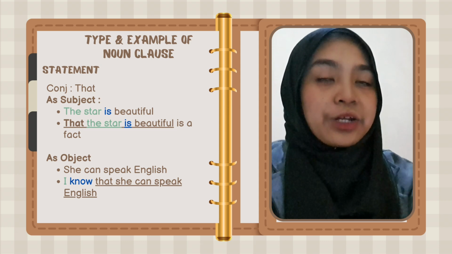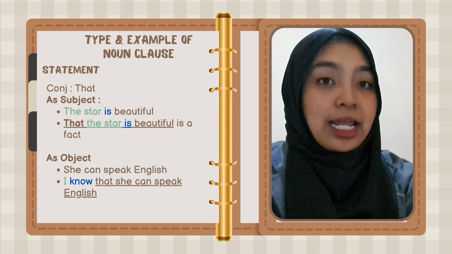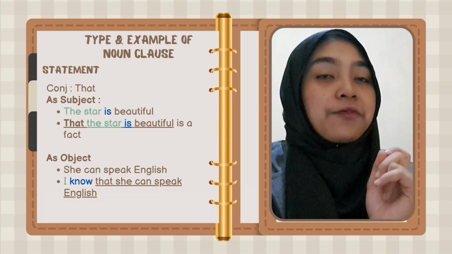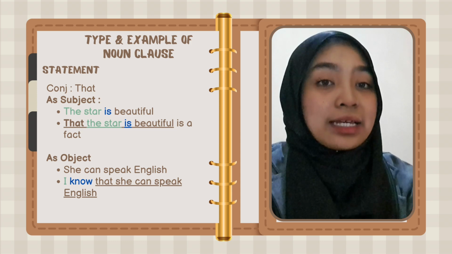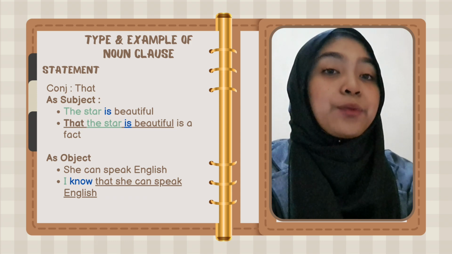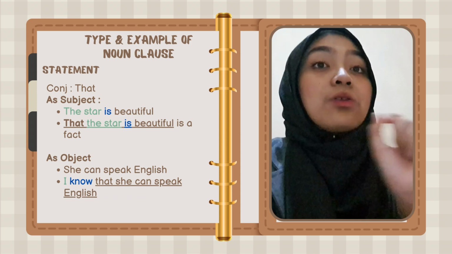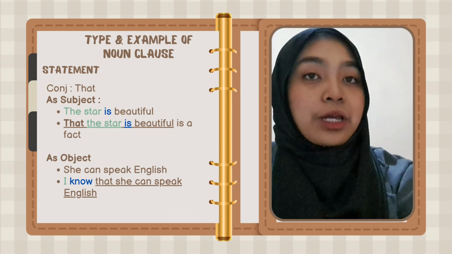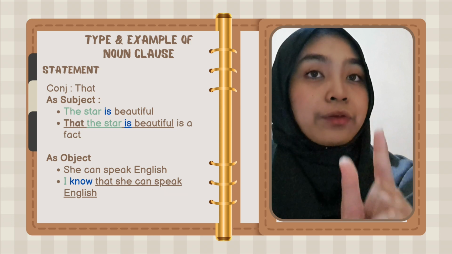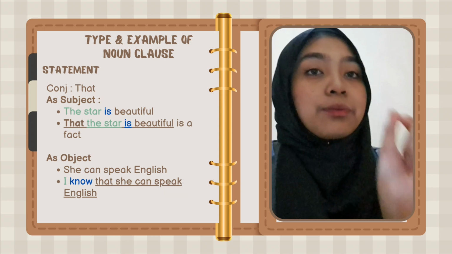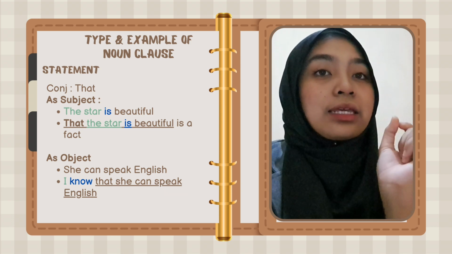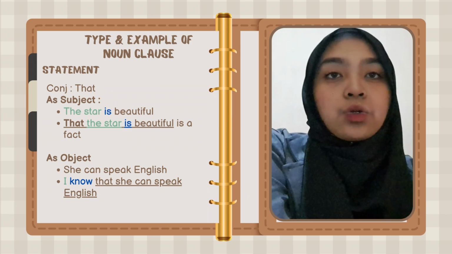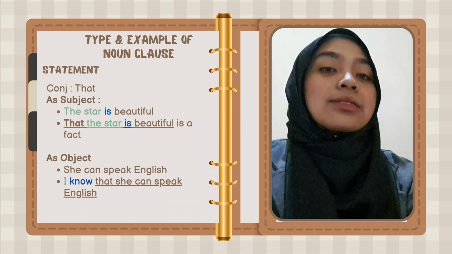As you can see here, that is a conjunction, the star is the subject, and is is the verb. Because the formulation is true and it is put at the beginning of the sentence, it is called a noun clause as subject. The green one is the subject and the blue one is the verb. So let's continue: noun clause as object.